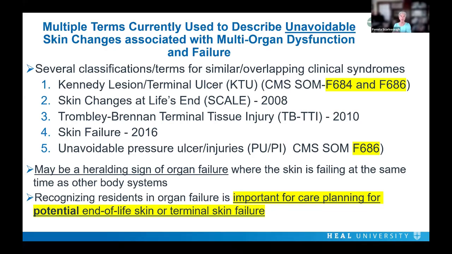We need a code, and there are people that are working on getting the code and people that are pushing back against the code. And so we're trying to balance this out to get the right information for all of us to be able to differentiate between things like a pressure injury and skin failure. When we have these skin issues, any of these 5 definitions, which I'm going to show you in just a minute, these could be a heralding sign of organ failure. They are a heralding sign of organ failure, where the skin is failing in tandem with the other organs. So recognizing your resident's organ impairments is important for care planning for potential end-of-life or terminal skin failure.